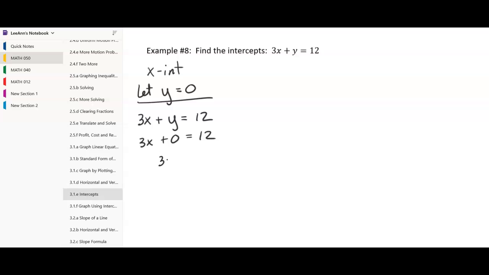So that's going to be 3x = 12, divided by 3. So I get x = 4. So the x-intercept is going to be 4, 0.